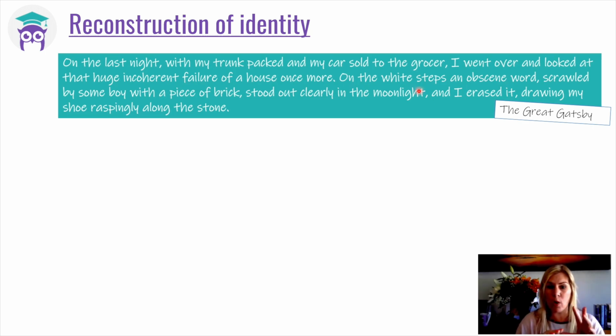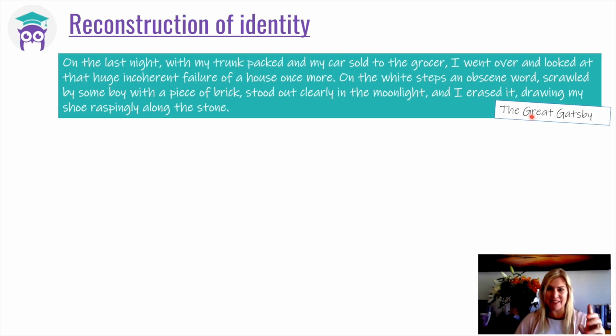But we've got the white steps, a reminder of the shiny outlook, the greatness of it, and unfortunately someone has scrawled an obscene word. So this is again the deconstruction, and it is Nick that erases it. It's like Nick erasing the bad from Gatsby's life, essentially allowing him to be great. And we must remember that Fitzgerald's book, which is Nick's book, is called The Great Gatsby. It is Nick that uses the epithet "great" to describe Gatsby. He is the one reconstructing him as great, scrawling away any bad words to leave the gleaming white of the house clean. Obviously very symbolic.